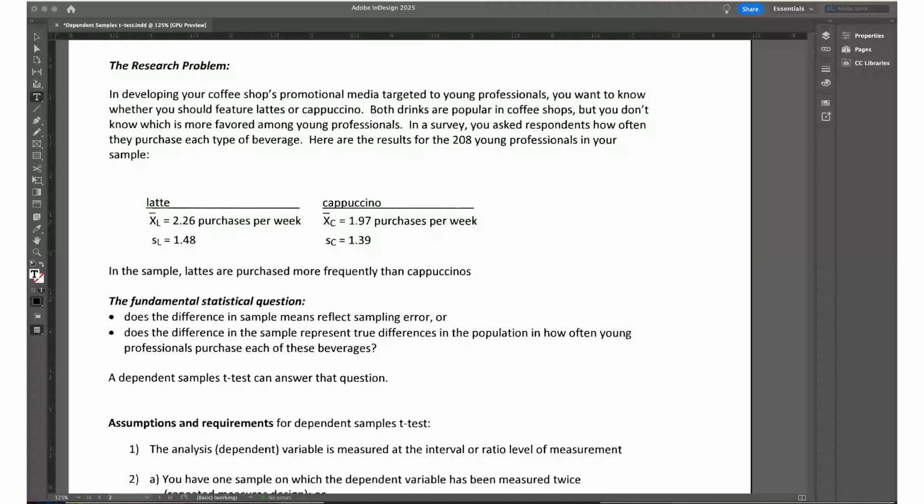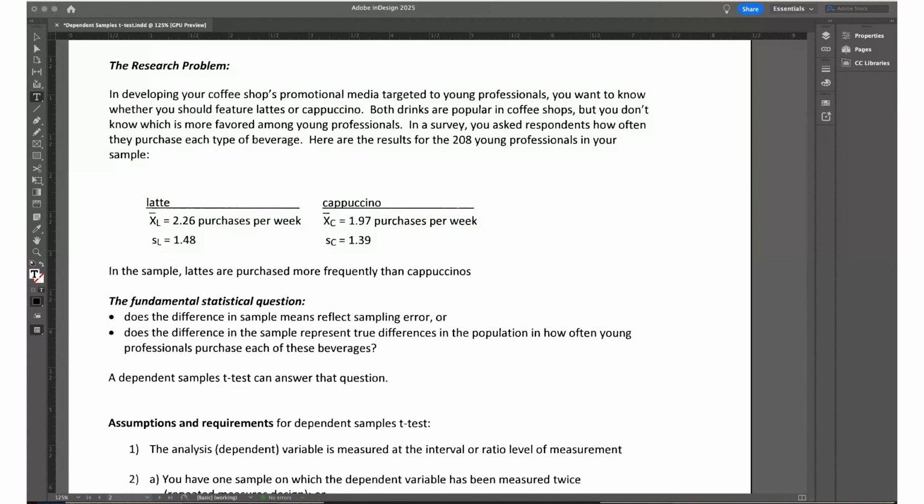All right, now let's get into that coffee shop example. In developing your coffee shop's promotional media targeted to young professionals, you want to know whether you should feature lattes or cappuccino. Both drinks are popular in coffee shops, but you don't know which is more favored among young professionals. In a survey, you asked respondents how often they purchase each type of beverage.